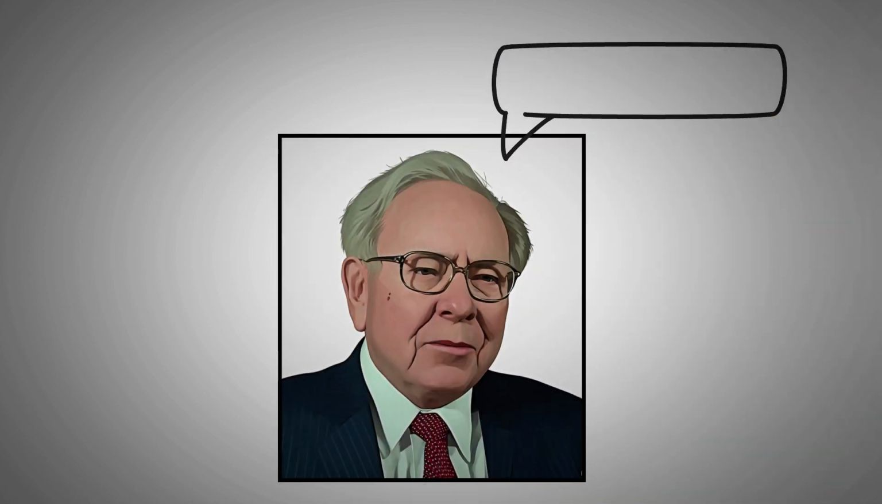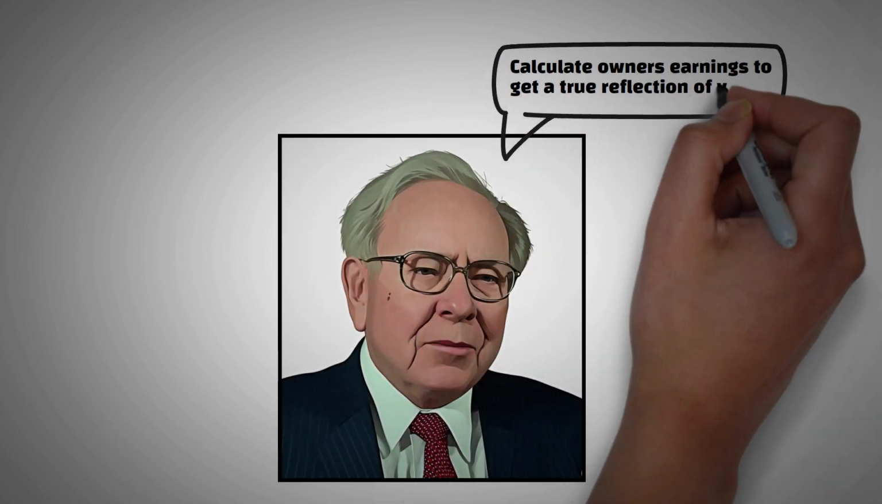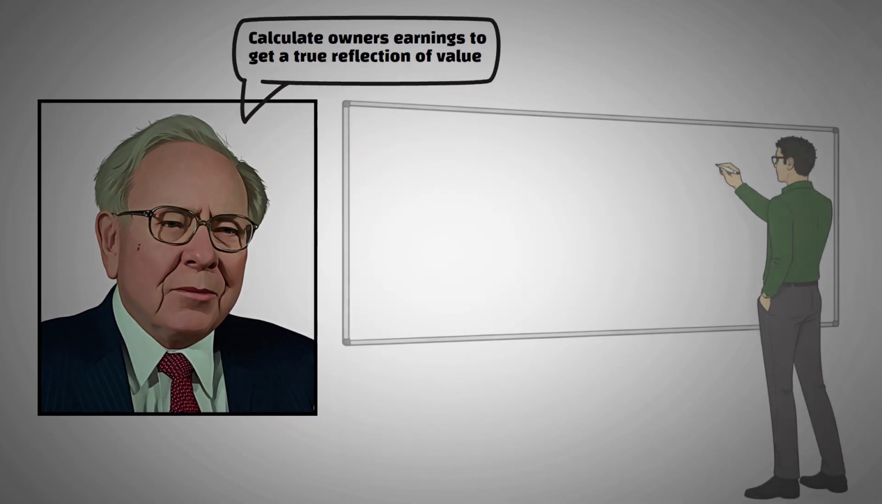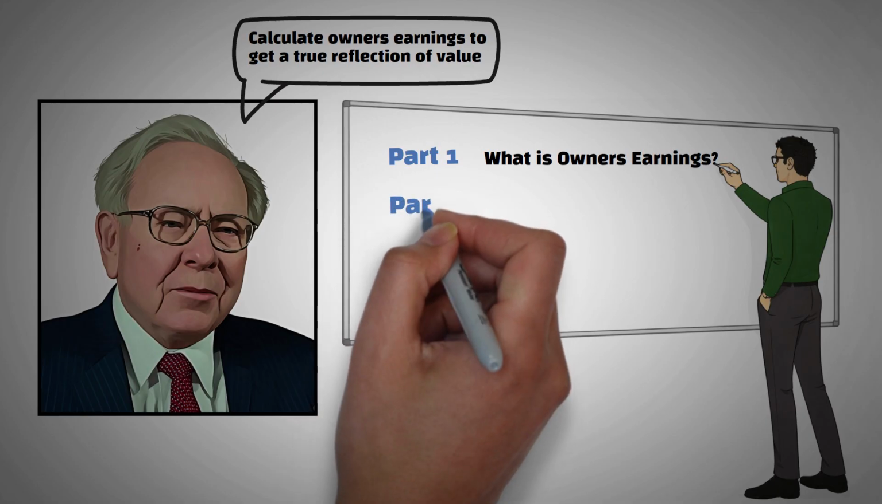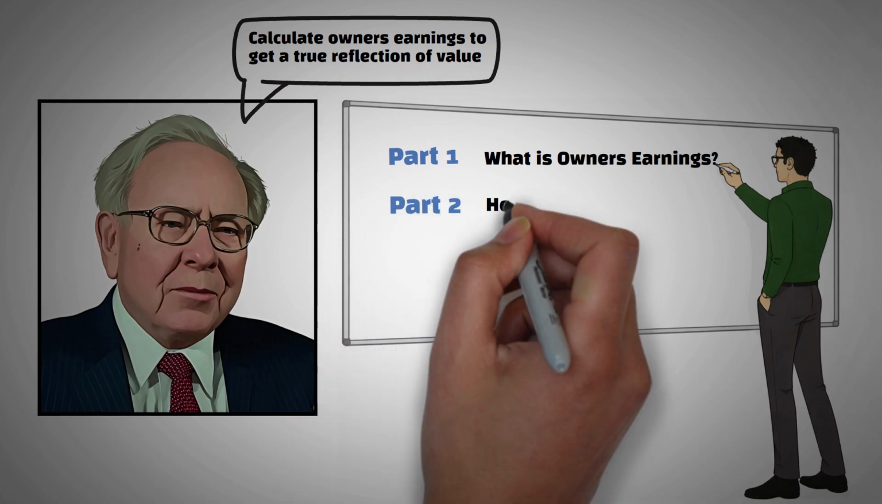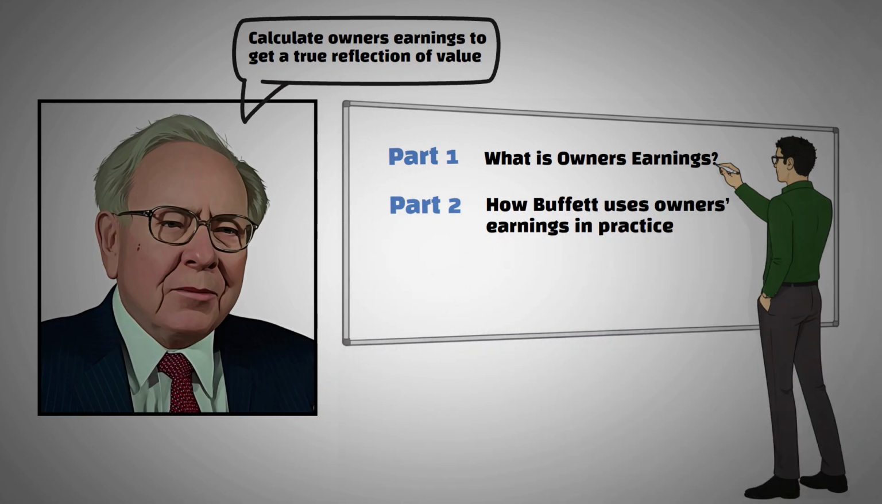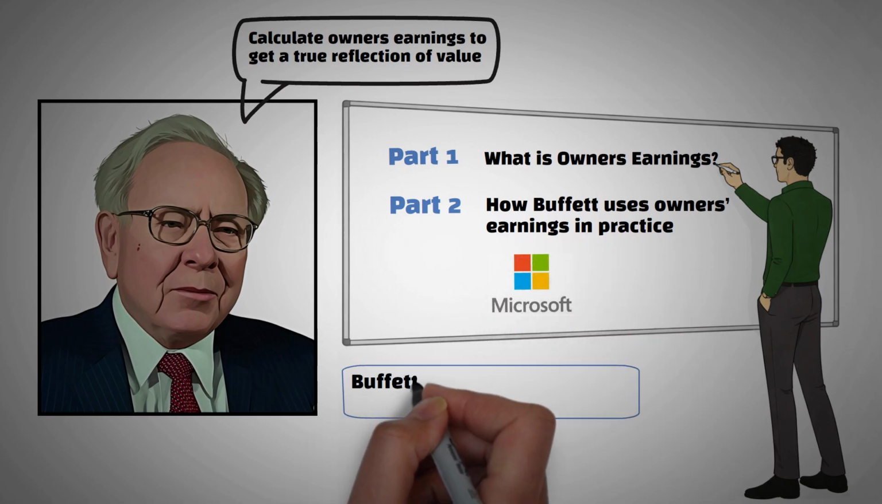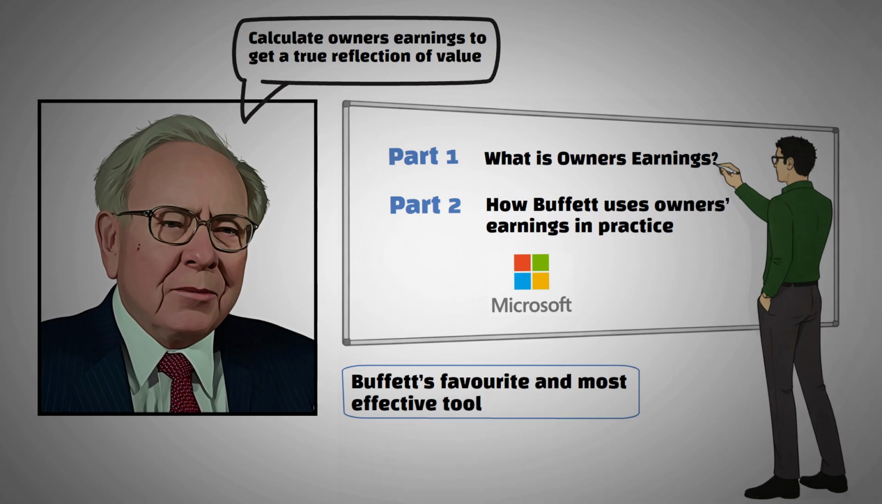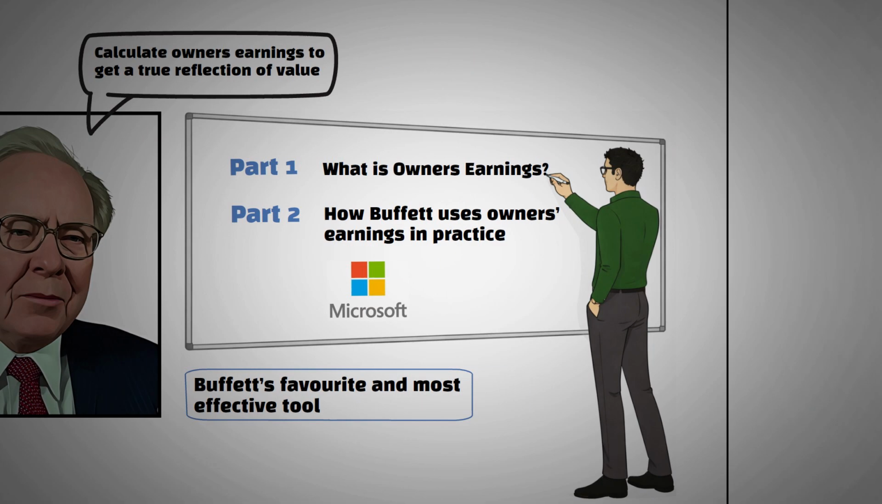One of Buffett's most popular quotes is, "Calculate owner's earnings to get a true reflection of value." In part 1, we'll first look at what owner's earnings are, then we'll dive into each part of Buffett's calculation. Next, in part 2, we'll look step by step at how Buffett uses owner's earnings in practice while looking at Microsoft as an example. You'll want to watch carefully because it's Buffett's favorite and most effective tool to find great stocks. Part 1, Buffett's approach to owner's earnings.